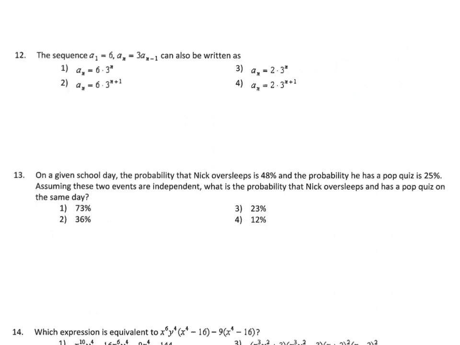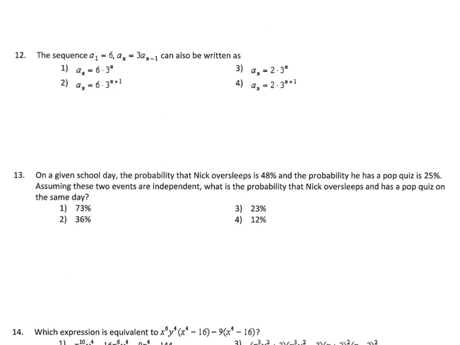Okay, in number 12, they give us a recursive sequence, right? They tell us the first term equals 6, and to determine the nth term, just multiply the previous term, a sub n minus 1, by 3. So what they're showing us here is that this is geometric, because we're multiplying the previous term by 3. And they want to know how else this can be written.